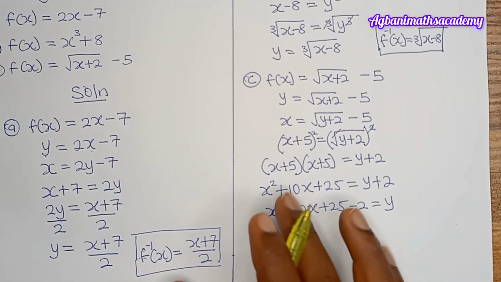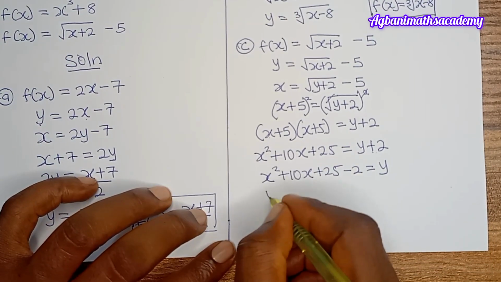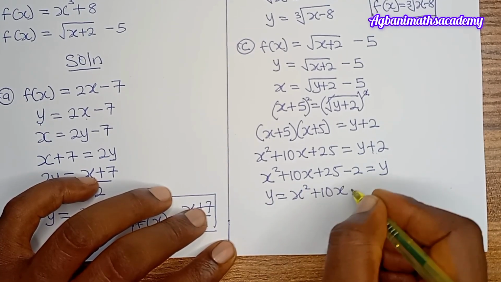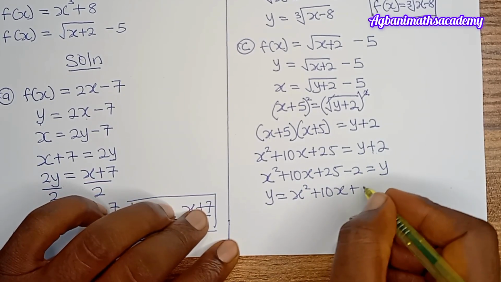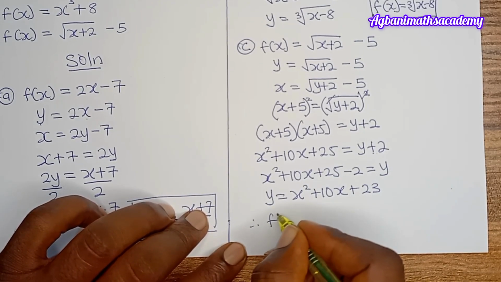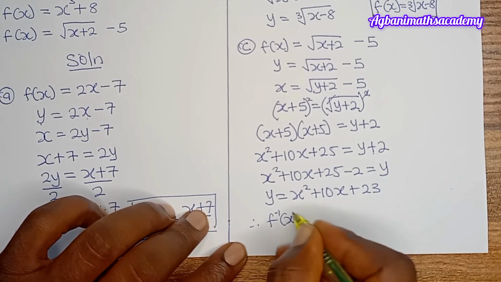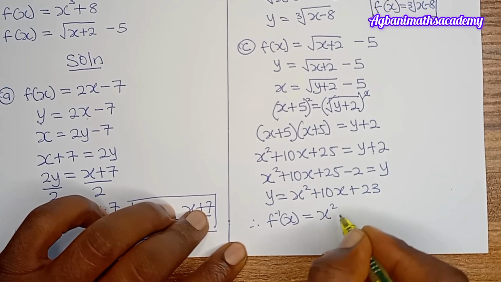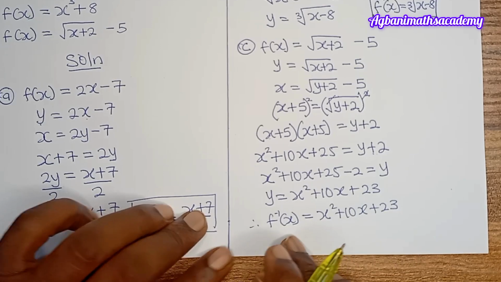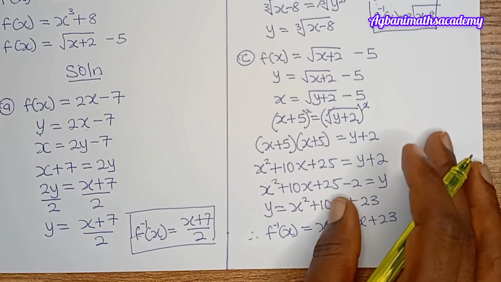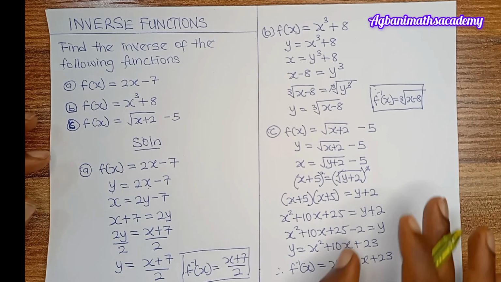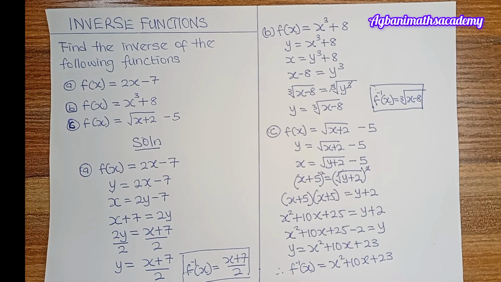So we can write it as y is equal to x squared plus 10x plus 25 minus 2 will give us 23. Therefore, f inverse of x is equal to x squared plus 10x plus 23. That becomes our answer. Very simple, right? So this is the simple process of finding the inverse of a function.